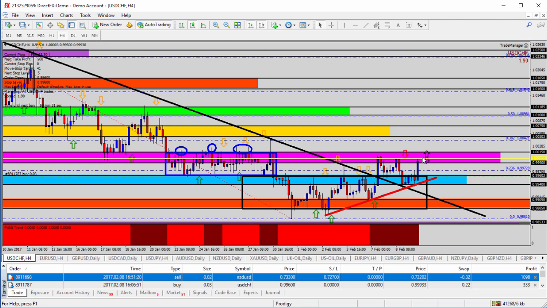Now, I want you to remember this. The downtrend line, the black trend line, the rising red trend line, showing us some evidence of reversal here for this pair.